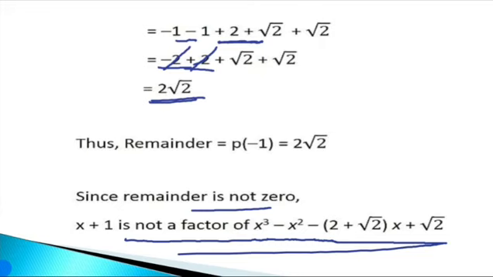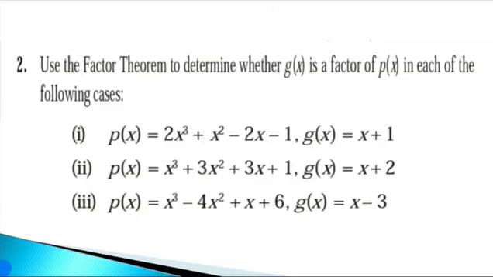So let's move to problem 2. So this is problem 2. Problem 2 says, use the factor theorem to determine whether g of x is a factor of p of x in each of the following cases. And here are given the 3 cases. Now we are going to determine whether g of x is a factor of p of x by using the factor theorem. So let's see the solution for each case now.